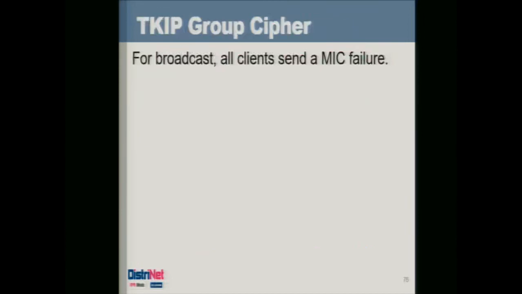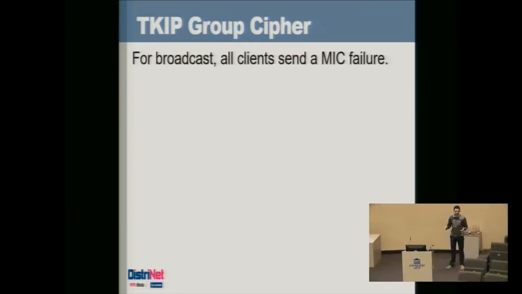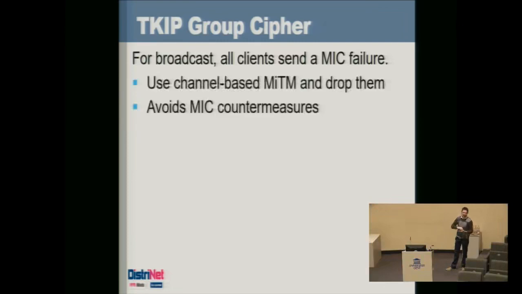The problem is, if we apply this to broadcast traffic, let's say there are 6 devices connected. If we send one packet which causes one of these MIC failures, we actually get 6 replies, and these countermeasures would immediately activate. So what we will do is use this channel-based man-in-the-middle attack to capture these MIC failure reports. However, we will not forward them to the access point, so these countermeasures will not be triggered.